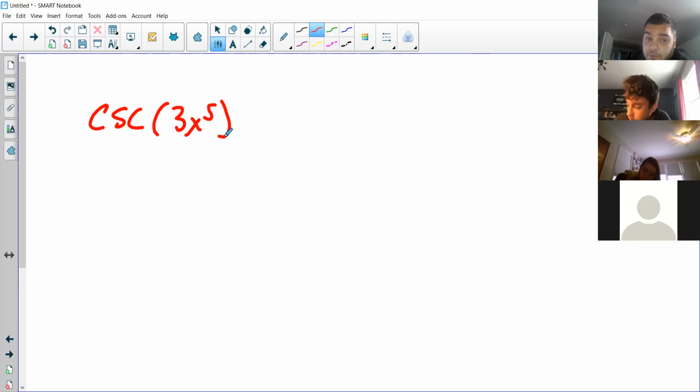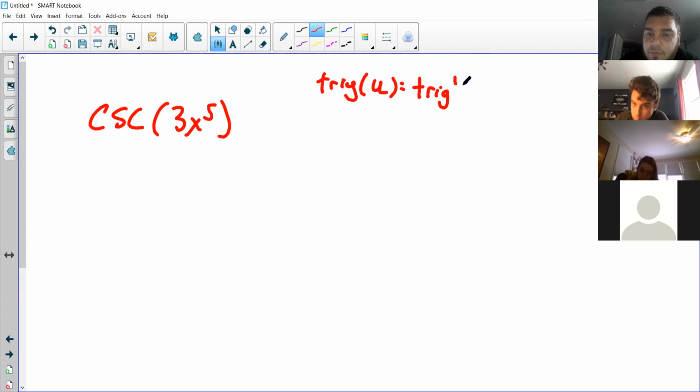Okay, so we have cosecant 3x to the fifth. Anyone here remember what the derivative of cosecant is? It's negative cosecant cotangent. Good. So the general formula is whatever your trig function of the u is going to be, the trig derivative of it, with the u being exactly intact, so the trig prime of it, times the derivative of the inside, u prime.